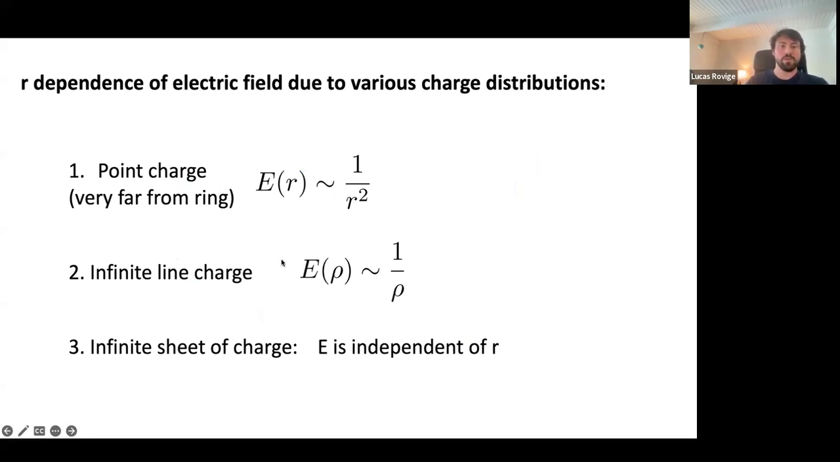And so, to summarize, if we have a point charge, from Coulomb's law we get a dependency of the electric field that varies as 1 over r squared. If we have an infinitely long line of charge, we get a dependency in 1 over the radius rho. And if we have an infinite sheet of charge in 2D, then we have an electric field that is independent of the distance from the sheet. And this is interesting.